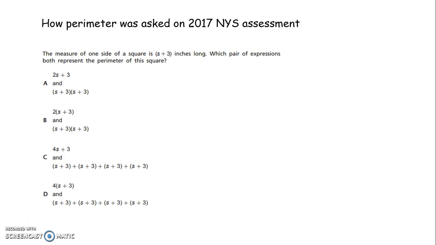The measure of one side of a square is s plus 3 inches long. Which pair of expressions both represent the perimeter of this square? Okay, let's take a look. It's a square. I might not be drawing it beautifully, but it's a square, so all the side lengths are the same. So this is s plus 3. This side's also s plus 3. This side's also s plus 3. This side's also s plus 3.